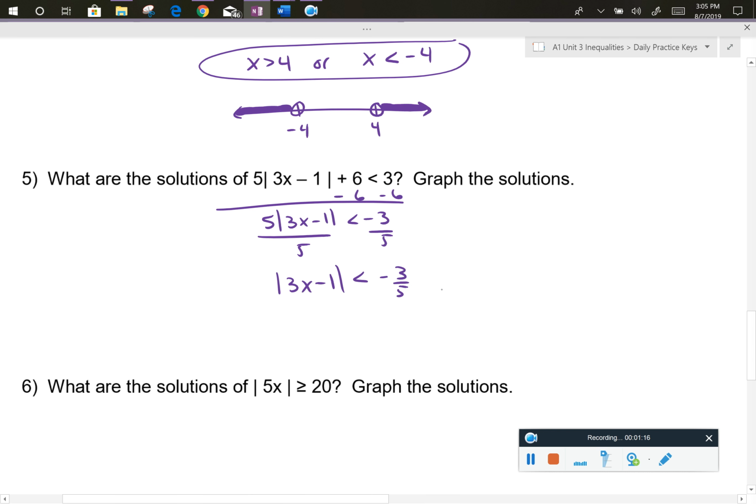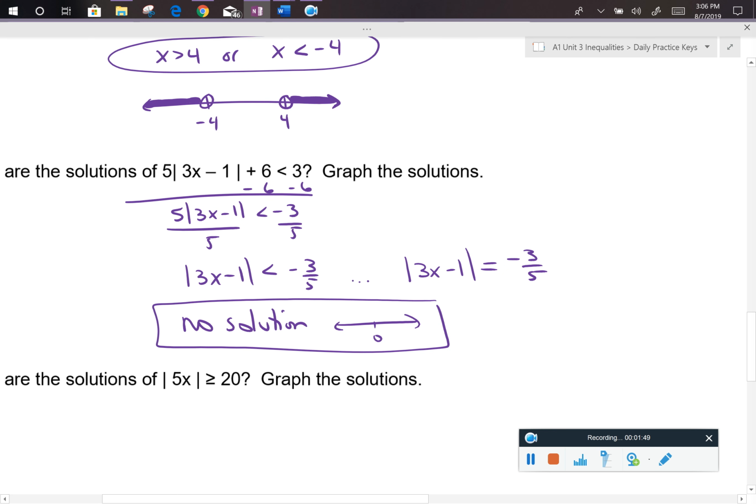Now we want to remember, back when we were solving absolute value equations, if we had something like this, the absolute value of 3x minus 1 is equal to negative 3/5, we immediately said, wait, that's no solution because my distance can't be a negative amount. Well, if my distance can't be a negative amount, it certainly can't be less than a negative amount. So this is a no solution problem, and the graph would be empty.